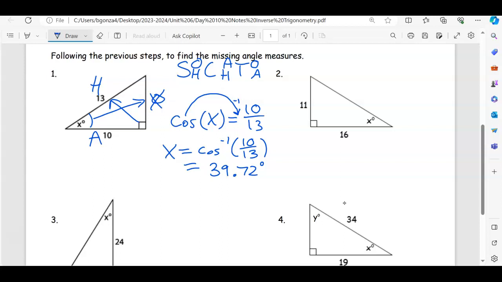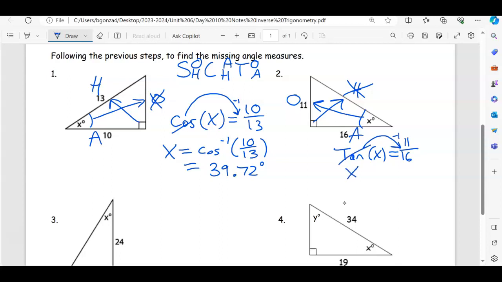Okay, on number 2, again, you label OHA. This time H is missing, so I scratch out H. OA is TOA for tan, so I'm going to write tan x equals O over A, 11 over 16. I move the tan to the other side of the equation, and it becomes inverse. That cancels out the tan. So x equals tan inverse 11 over 16.